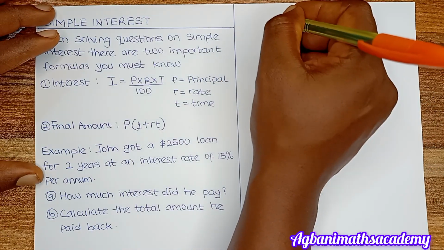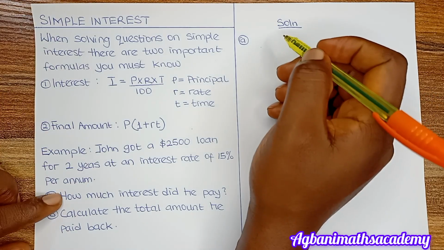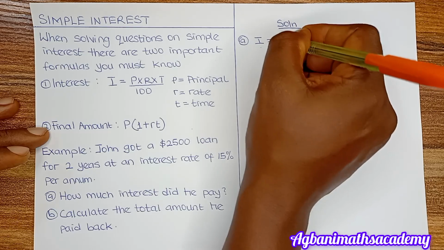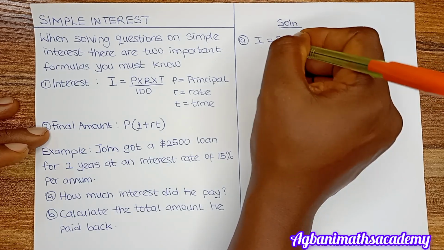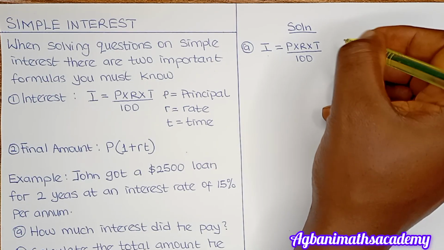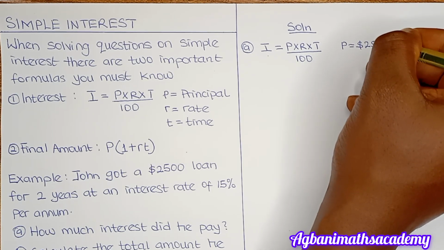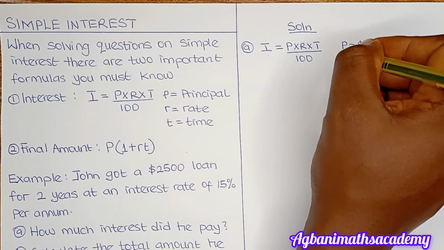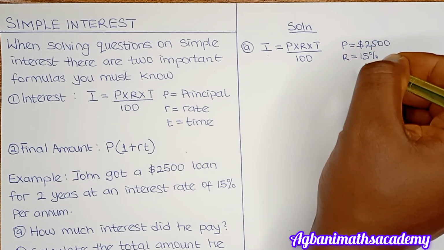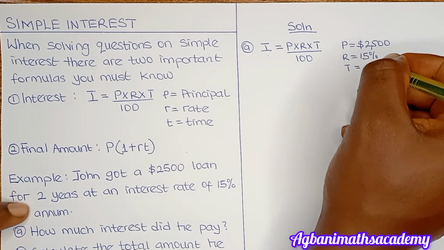Let's solve. For part A, we are told to calculate the interest. So the interest, I, or simple interest, is equal to P multiplied by R multiplied by T, all over 100. What values were we given? P is equal to $2,500. R, the rate, is 15%. T, how long did this loan deal last? 2 years.